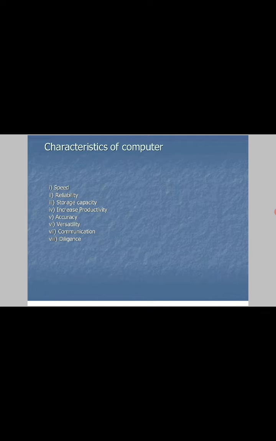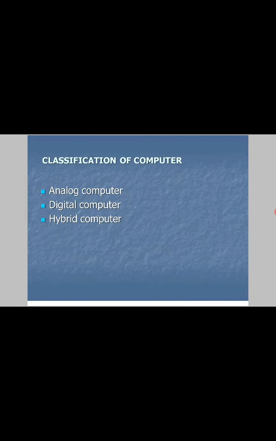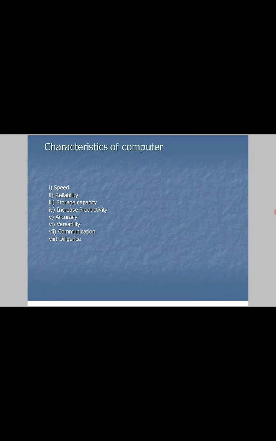What are the characteristics or features of computers? Speed, reliability, storage capacity, increased productivity, accuracy, versatility, communication, intelligence. So the first one is speed. What is speed? Generally the speed of a computer is measured in gigahertz.